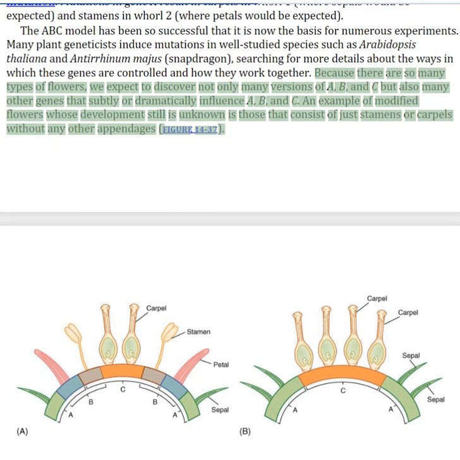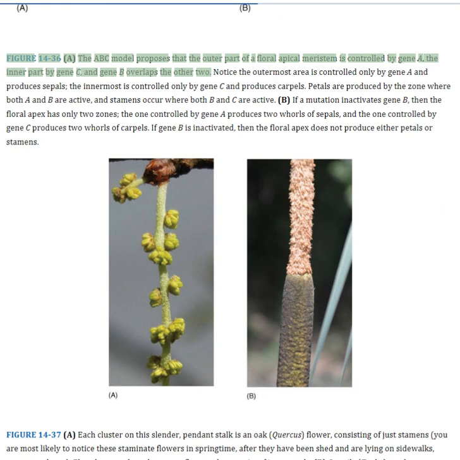Because there are so many types of flowers, we expect to discover not only many versions of A, B, and C but also many other genes that subtly or dramatically influence A, B, and C. An example of modified flowers whose development still is unknown is those that consist of just stamens or carpels without any other appendages.